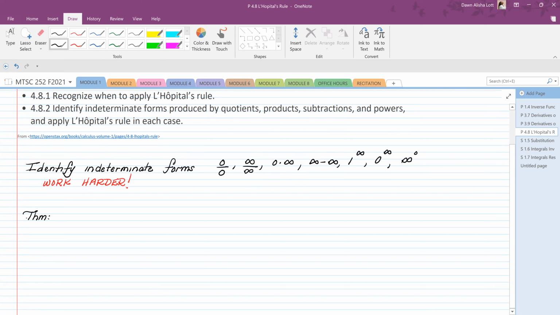So this is the first theorem, theorem 1. And theorem 1 says, suppose that you have f of a is equal to g of a, and they are both 0. We also want to suppose that f prime of a, g prime of a exists, and g prime of a is not equal to 0.